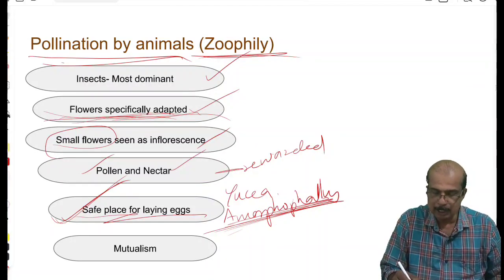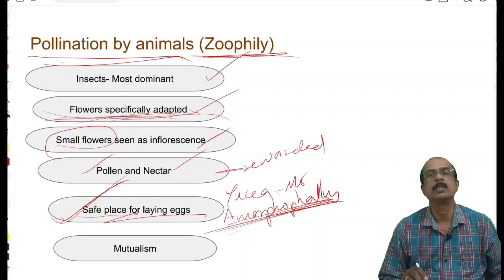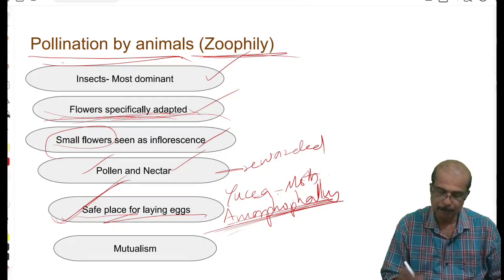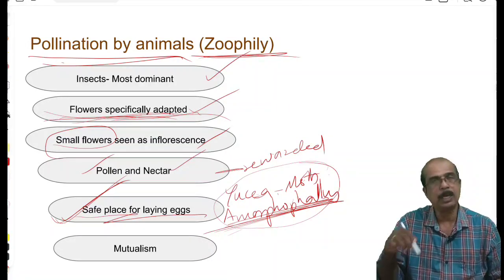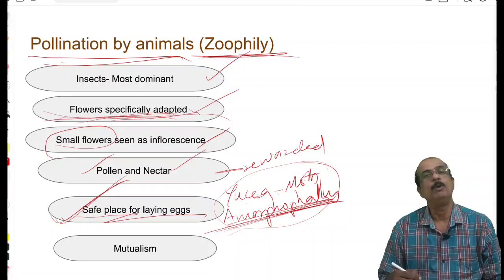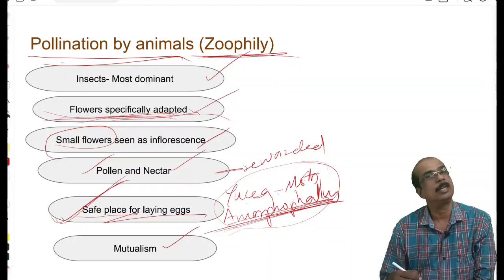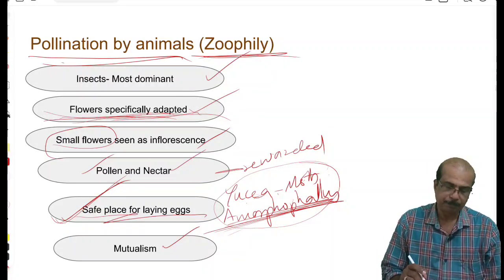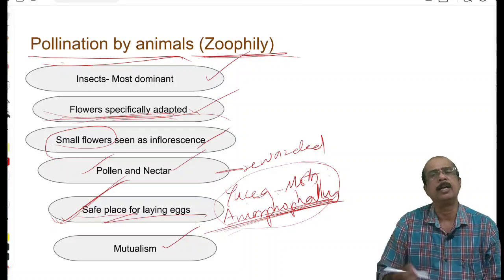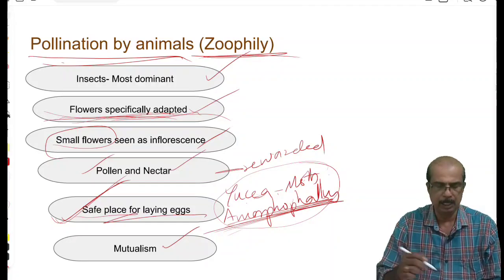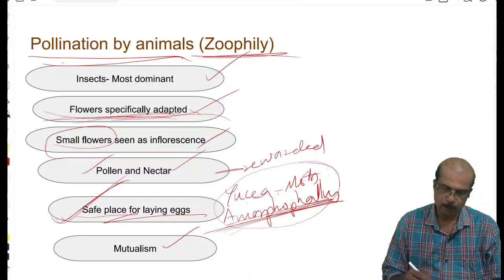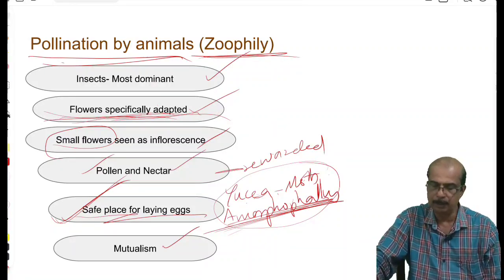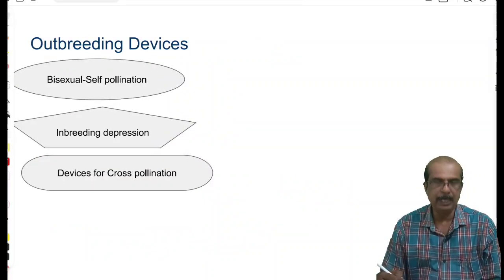In the case of yucca, there is a special moth, the yucca moth. They mutually benefit. So the relationship between amorphophallus and insects, and yucca and the yucca moth, is an example of mutualism. Mutualism is an ecological relationship where both partners benefit. So zoophily in general is an ecological relationship between plants and animals. So these are the peculiarities regarding zoophily.